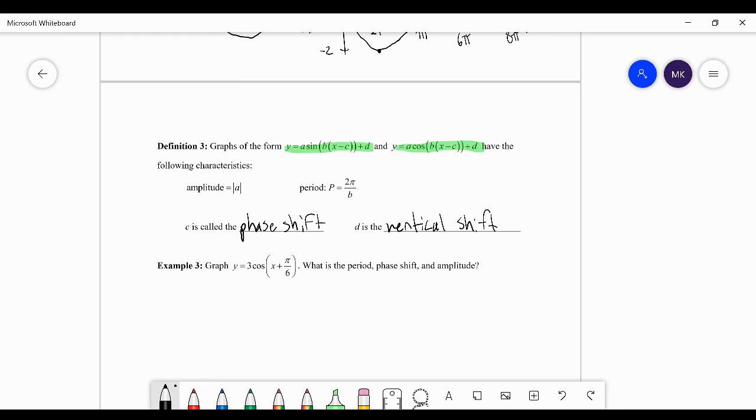Period, phase shift, amplitude, and identify if there's a vertical shift. If there is, what is it? Okay? All right, pause it and go.